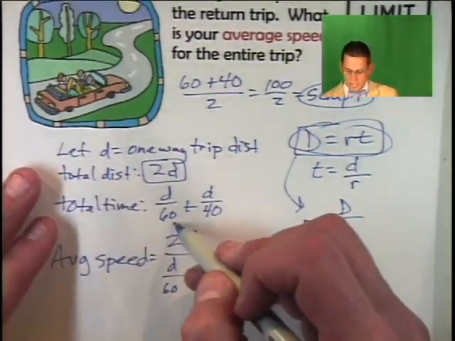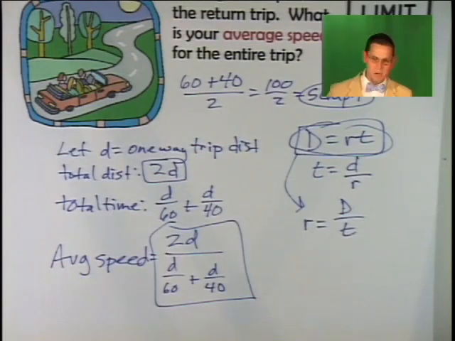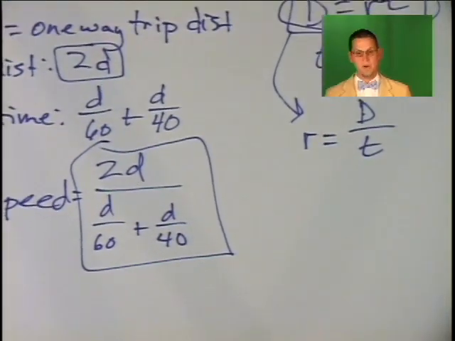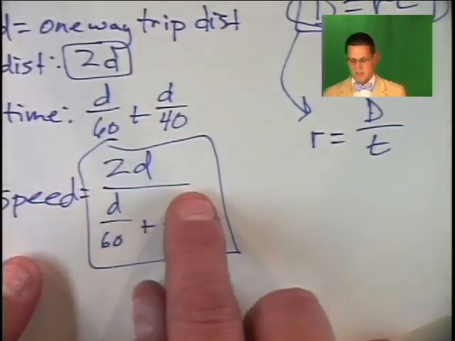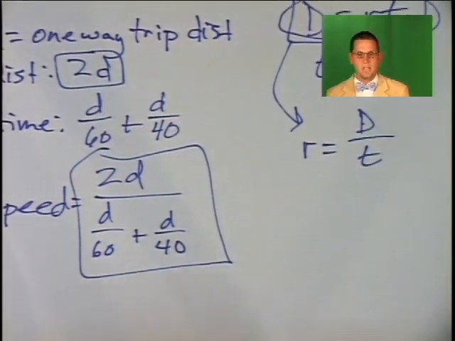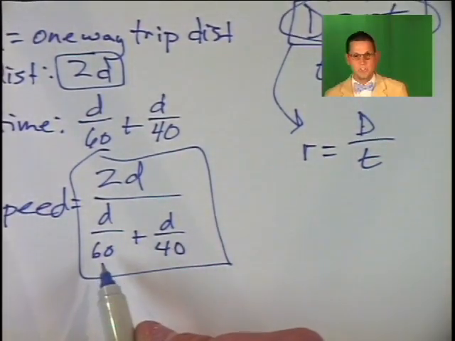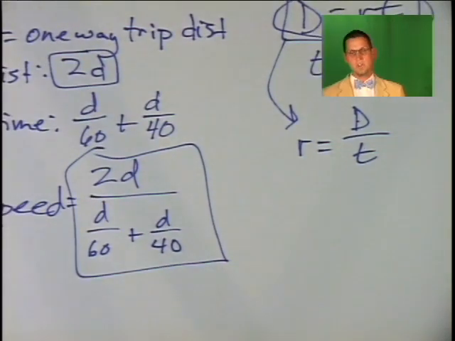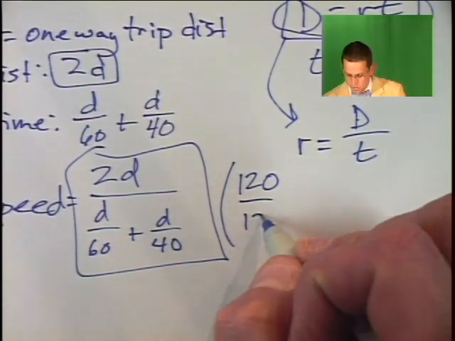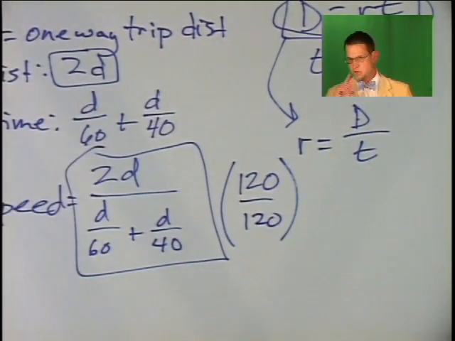Hey, guess what? I just created a complex or compound fraction. If I simplify this complex fraction, you're going to see that it doesn't even matter what little d is. It could be any distance so long as the averages are the same. I will find the least common multiple. 60 and 40: 60, 120, and then 40, 80, 120. So 120 is the least common multiple. I'll multiply by 120 over 120 using method 2.